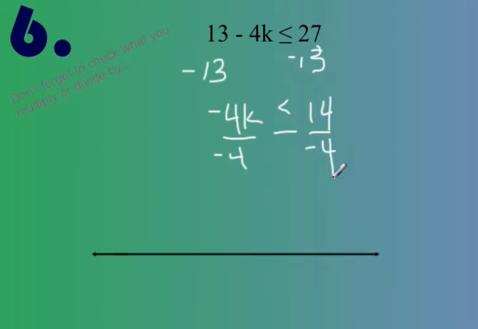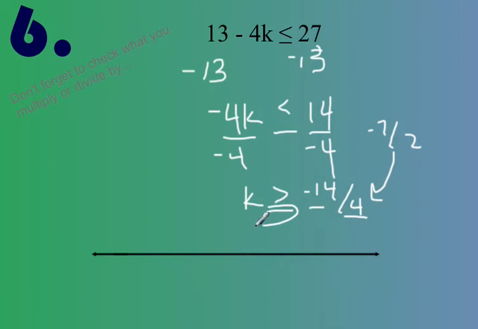I don't know if you guys have alarm bells, but I sure do. Okay, I divided by a negative, so I need to flip my sign. Then I have negative 14 over 4. Now that fraction can be reduced because 14 and 4 can both be divided by 2. So that's going to give us negative 7 halves.